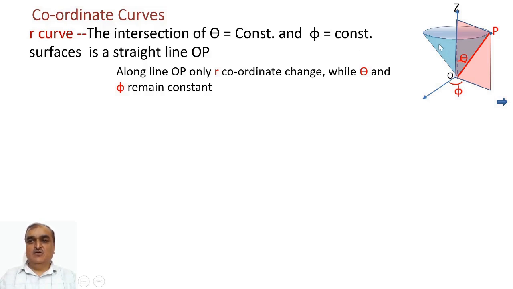The intersection of this conical surface and the half plane is the line OP. Therefore, this line OP is the r curve. Along this line, only the r coordinate varies, while theta remains constant and phi remains constant.